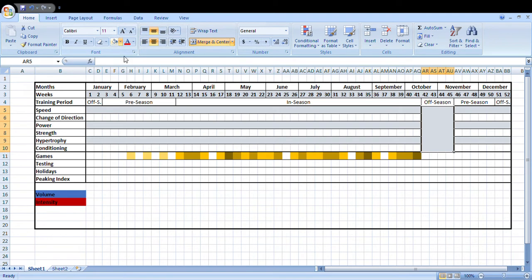So they're not actually going to be doing any training. Whether you actually do training is different, but for this plan, we're going to say that they are active rest periods. So no prescribed training, for all the off-season periods. AR. And also here.